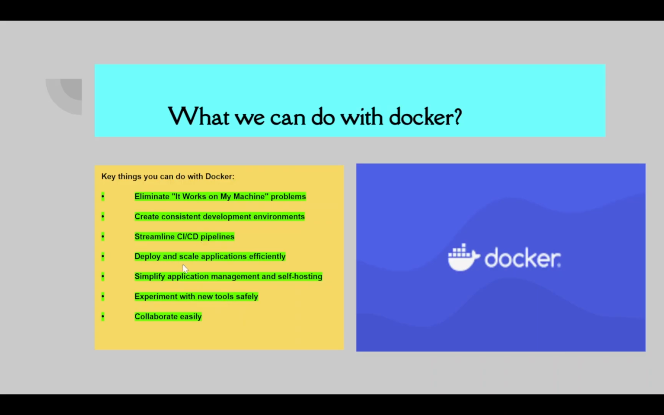Deploy and scale applications efficiently. You can scale up and scale down your applications in Docker efficiently, and simplify application management, self-hosting. Sometimes you can just define the CI/CD pipelines in an automated fashion and set the frequency. You can do the development, push the code to your dev build, and set the frequency that automatically deploys things into different environments. Because now you are using Docker, the deployment effort is greatly minimized.